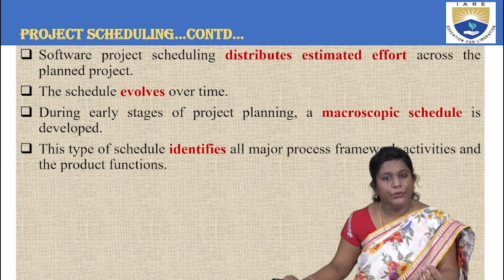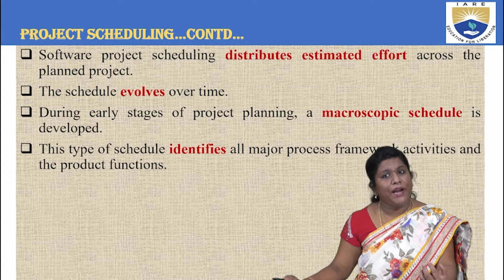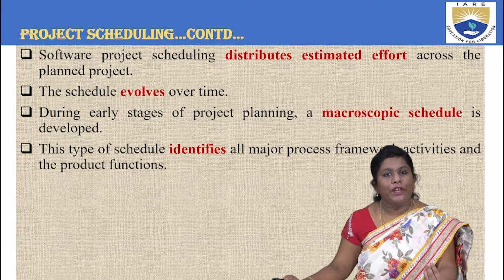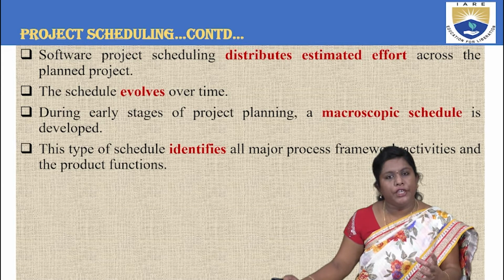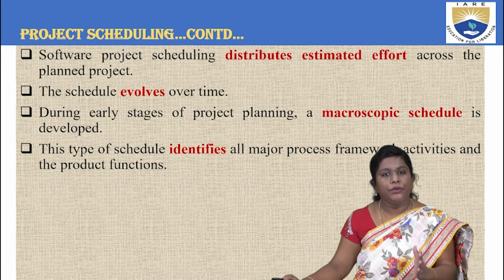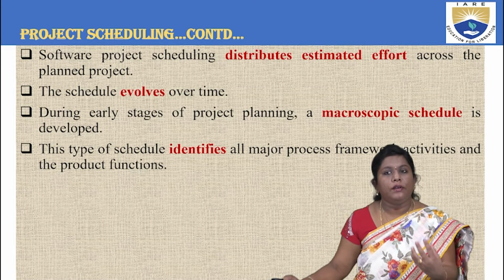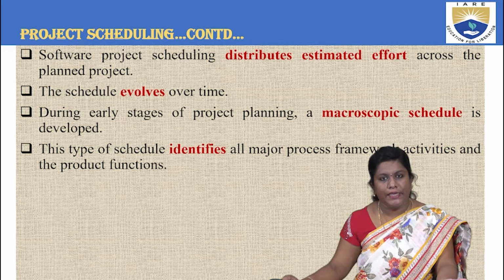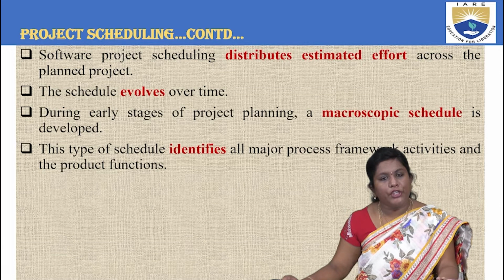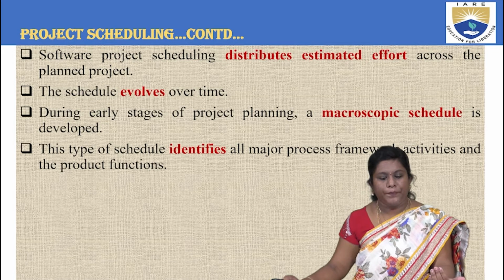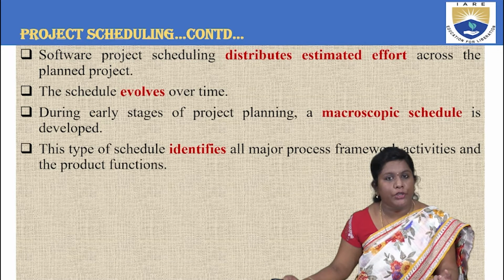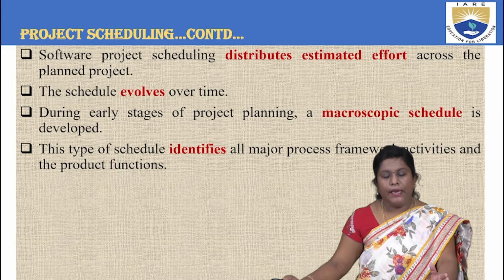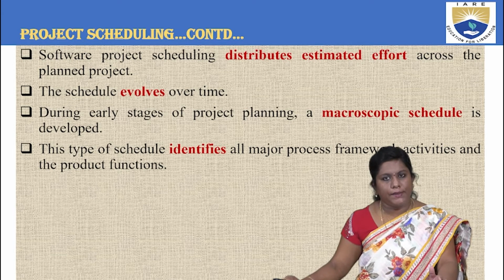Now, what does this do? This type of schedule is trying to identify major process framework activities and the product functions. So whenever you are trying to build a rough schedule or a macroscopic schedule, it gives you a proper focus on the process frameworks, right? We have discussed in our previous videos the framework activities, that is planning, communication, maintenance, construction, and deployment. So whenever you are trying to define a macroscopic schedule, it is trying to focus on or identify the major process frameworks in our product functions.